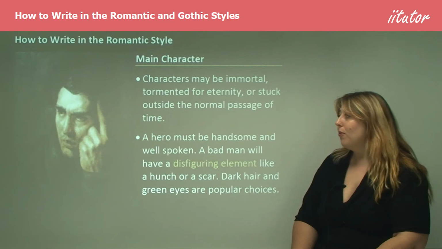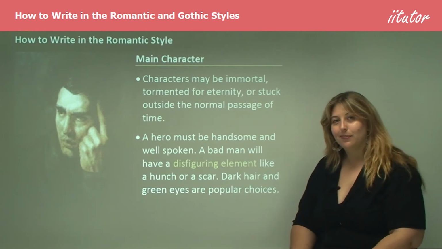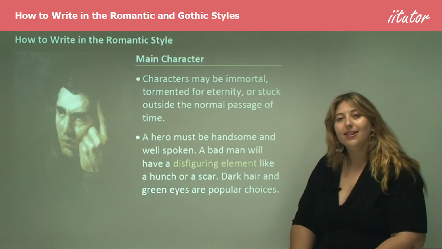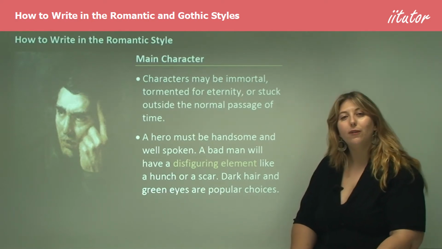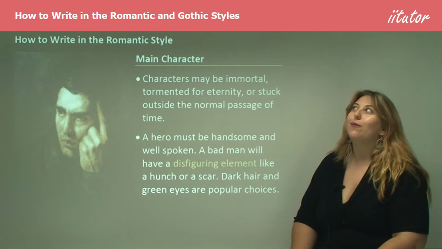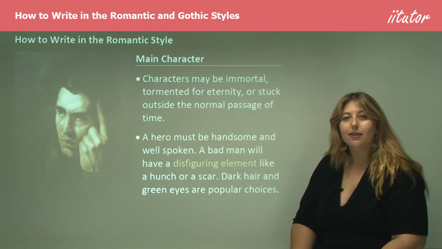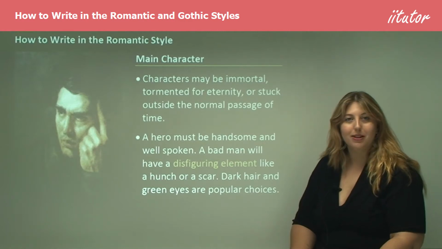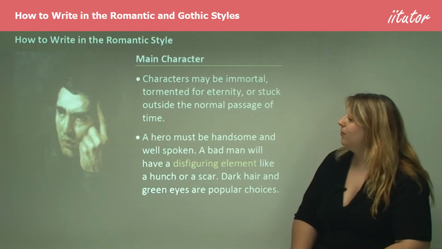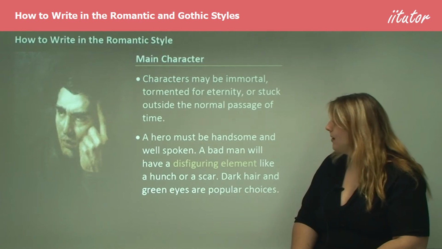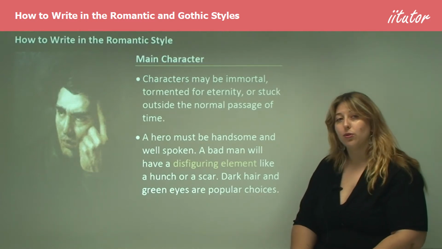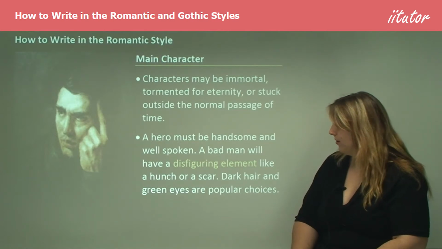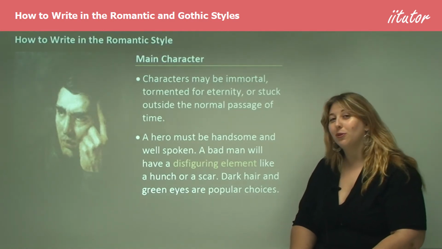Another sort of hang-up of the Romantics is how the character looks. So a hero must be handsome and well-spoken. The reason for this is that external appearance is thought to reflect your inner soul. So if you're a beautiful person or a handsome person, you're good on the inside, and if you're ugly on the outside, you must be evil on the inside. So, following that theory, a bad man will have a disfiguring element like a hunch or a scar. Dark hair and green eyes, like the lovely Lord Byron over there, are popular choices for both good guys and bad guys.